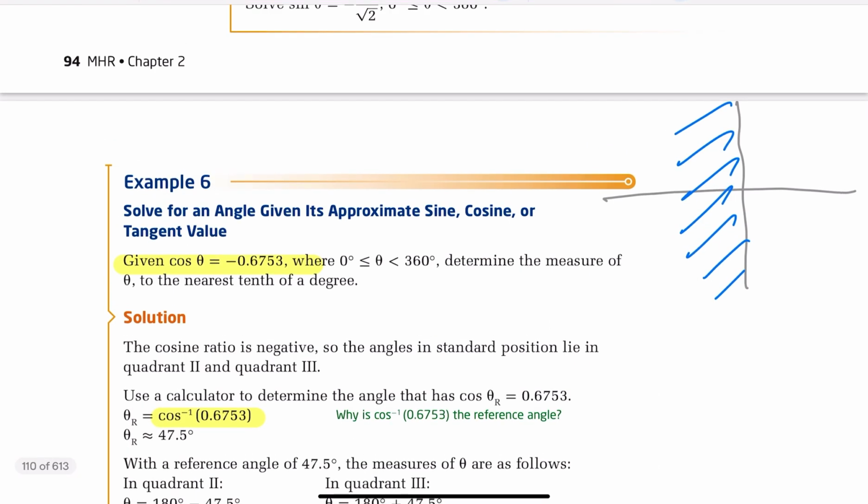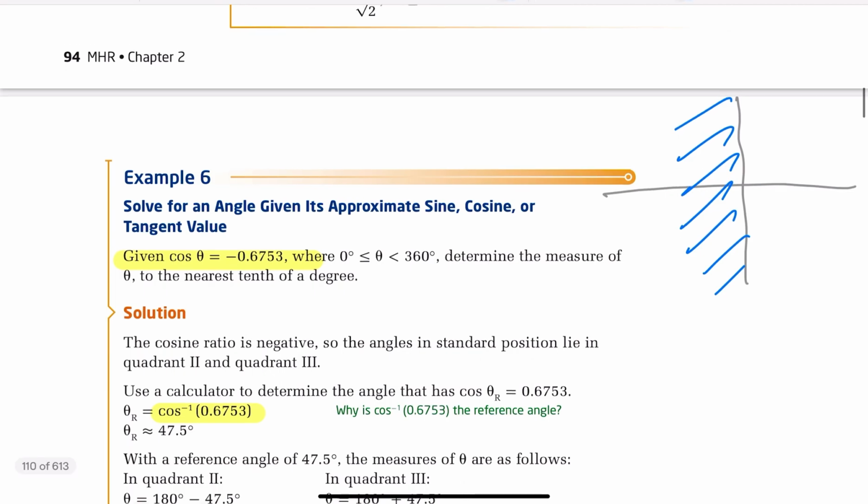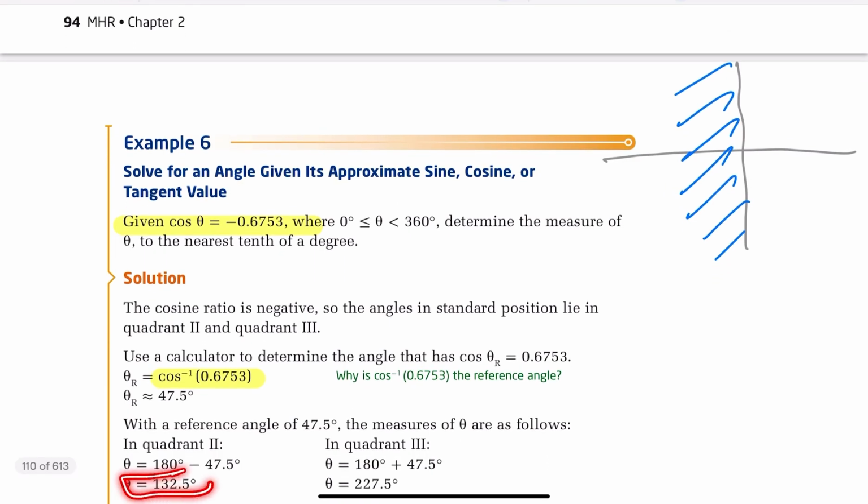Okay, this is what they are doing. They use the calculator to find the angle of 0.67. Don't use minus, it won't give you anything. Use this one, okay, and it will give you the angle 47.5. After that, this is your reference angle, so you just do 180 minus that, and it will give you the angle here, okay. Same thing, you will get the other one by adding the reference angle to 180 to get the other one here.